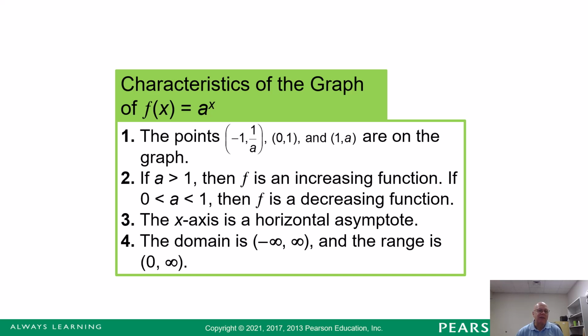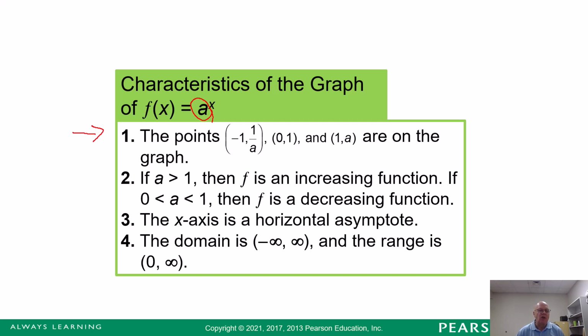So some characteristics we've just gone over. Here's a summary. 3 points are automatic. For your base of A, you get the point -1, reciprocal of A. You get 0, 1 always, and 1, A, regardless of what kind of A you have.